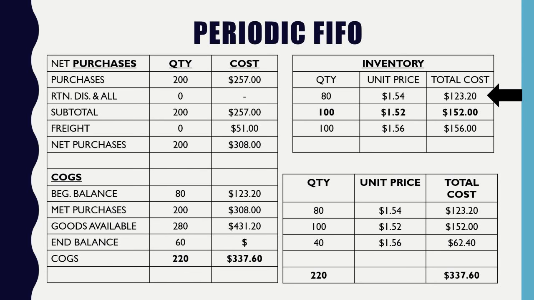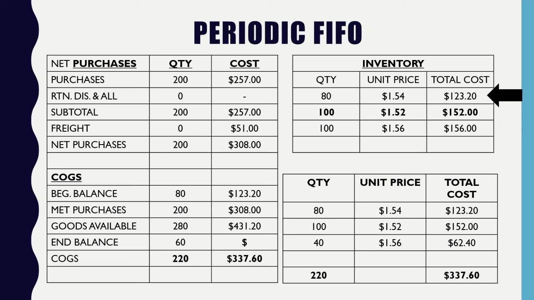Now, here's the formula that makes sense. In order to solve for goods available, you're going to be adding these two numbers together. You're going to be adding your beginning inventory plus your net purchases, which 80 plus 200 gives you 280. And same thing with here. You're going to add 308 to the 123.20 and you're going to get $431.20. This is your goods available, okay? So you have 280 toys to sell, and you have the total of $431 available to sell.